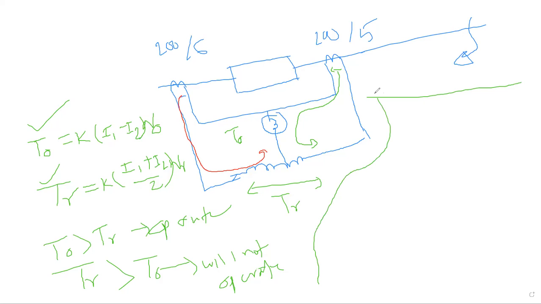Now for the external fault, let us analyze. For simplicity, let's consider K equals 1, and NR equals N naught equals 50, just for example. The number of turns in the operating coil and the number of turns in the restraining coil are the same.